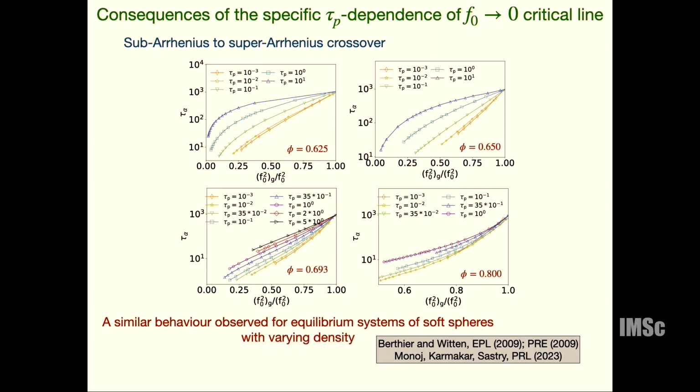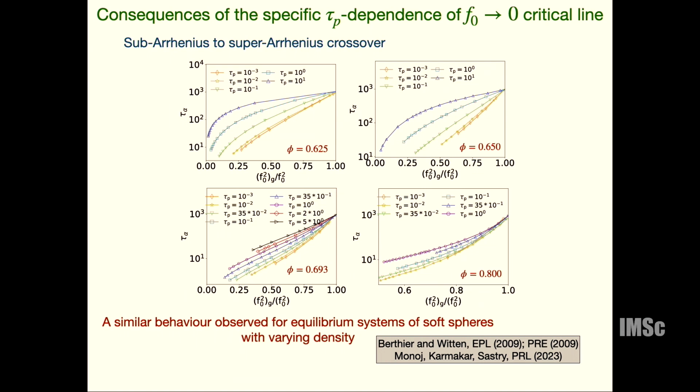For example, at 0.650, some of them are super-Arrhenius, some of them are sub-Arrhenius. And for very large density they remain super-Arrhenius, although they change with tau p. So what is happening is that at small phi they all seem to remain sub-Arrhenius, at large phi they all seem to remain super-Arrhenius, and for intermediate densities there is a crossover from super-Arrhenius to sub-Arrhenius as we increase tau p for both these densities.